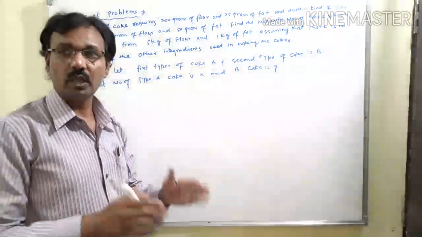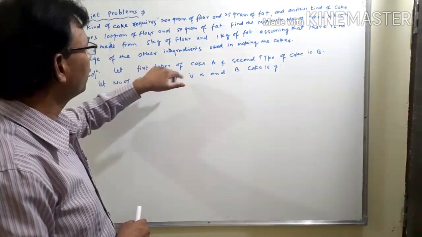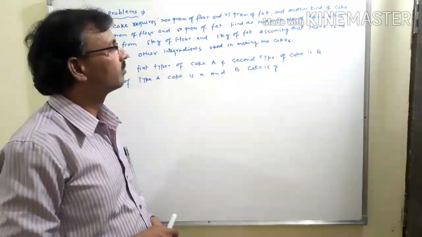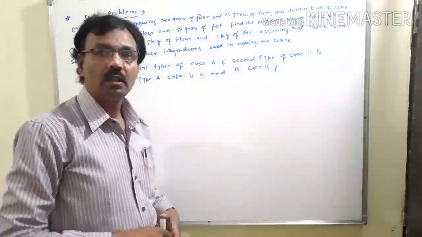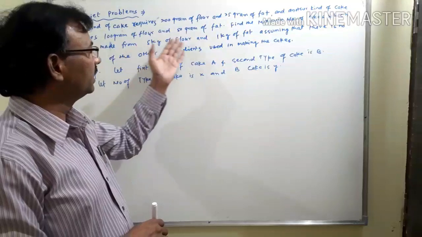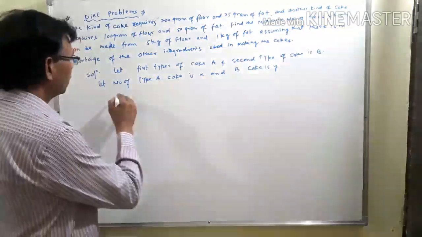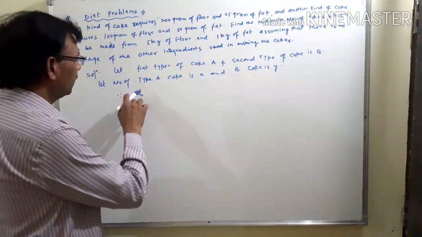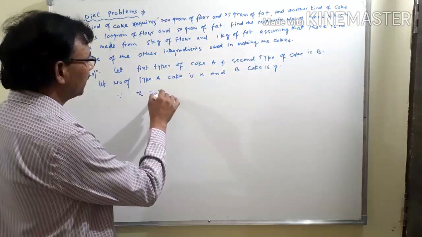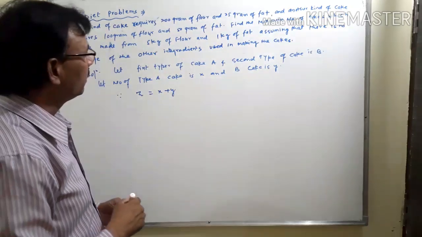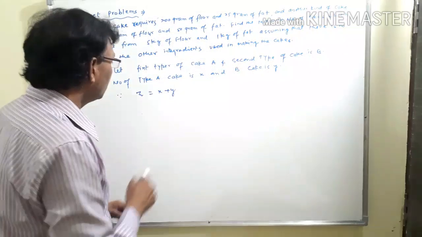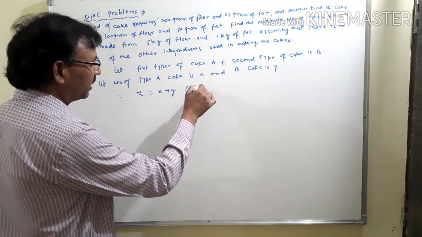The total flour available is 5 kg and the fat available is 1 kg. This question asks how many maximum number of cakes can be made from the 5 kg of flour and 1 kg of fat. Since Z is the objective function, Z equals the maximum number of cakes, that means X plus Y, because here we consider A type of cake is X and B type of cake is Y, and we should maximize it.